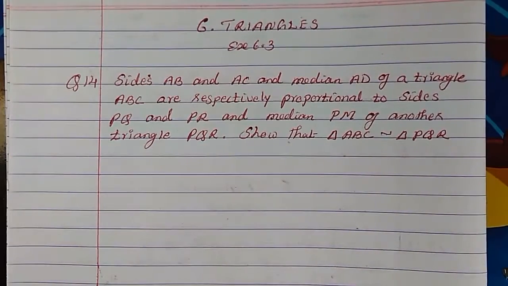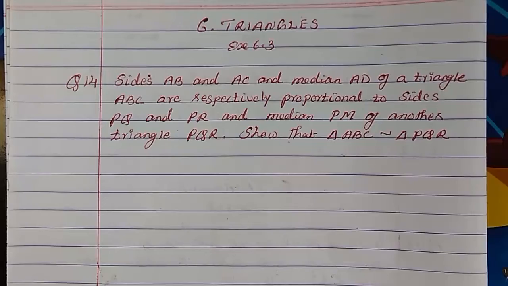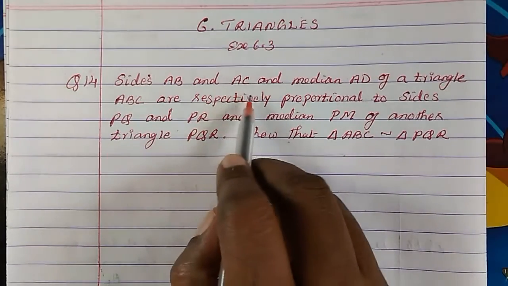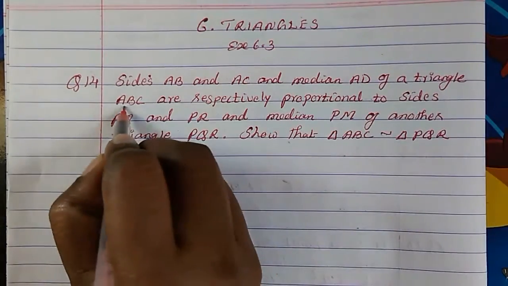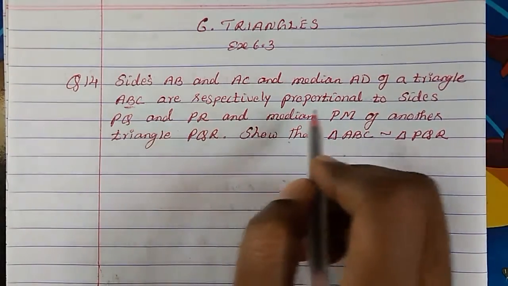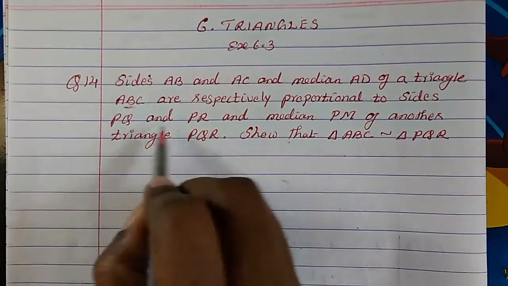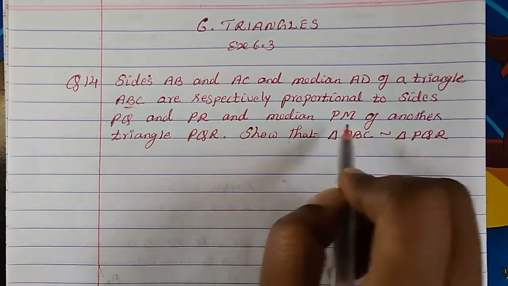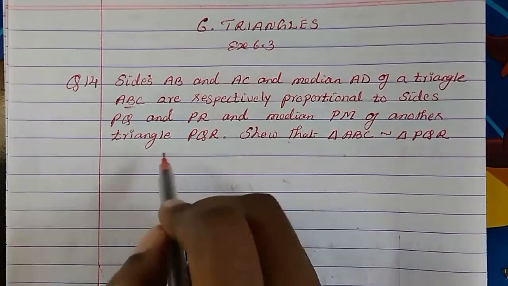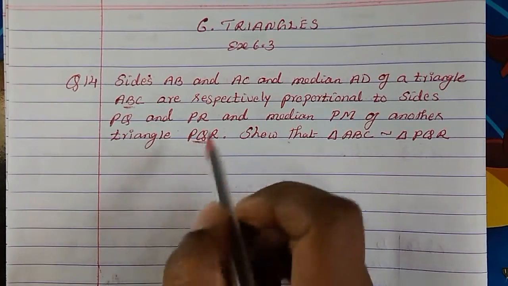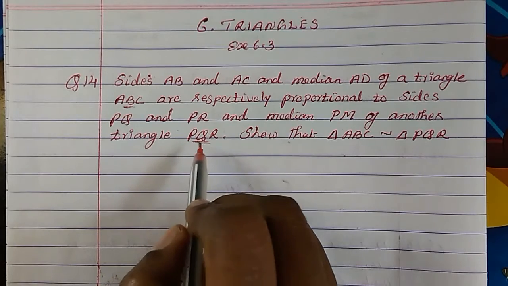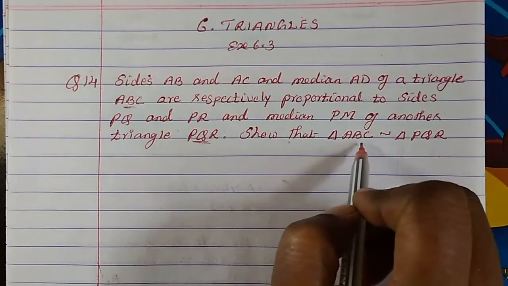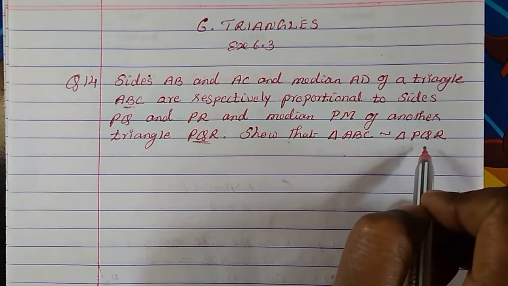Today we are going to see chapter 6 triangles, exercise 6.3, question 14. Sides AB and AC and median AD of a triangle ABC are respectively proportional to sides PQ and PR and median PM of another triangle PQR. So first let us draw triangle ABC and triangle PQR. Then show that triangle ABC is similar to triangle PQR.